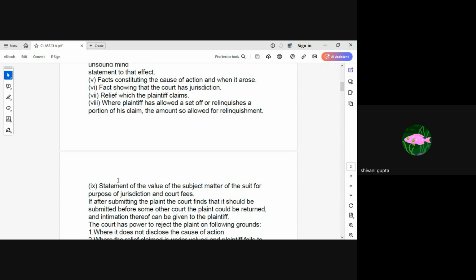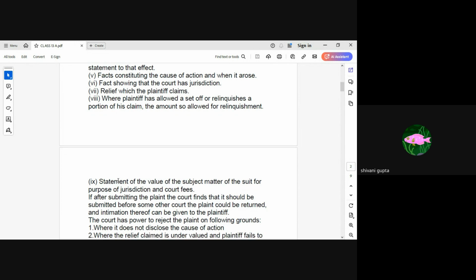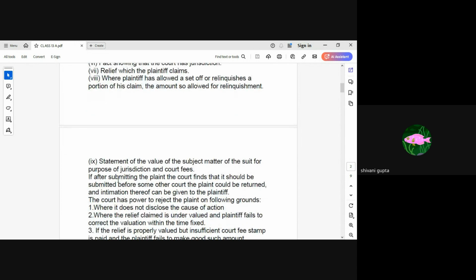Next is the statement of the value of the subject matter of the suit for the purpose of jurisdiction and the court fee. It is an important step actually, and the court fee is calculated by certain methods, and you have to pay that. After submitting the plaint, if the court finds that it should be submitted before some other court, then the plaint is returned, and this is a very simple thing. Everyone must be acquainted with it, and intimation can be given to the plaintiff.